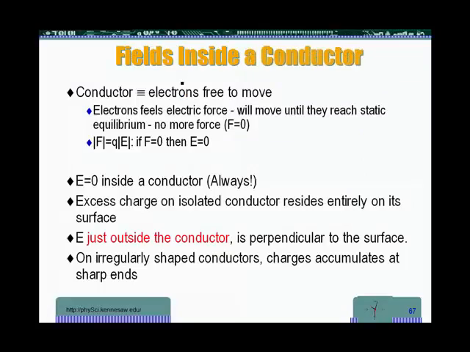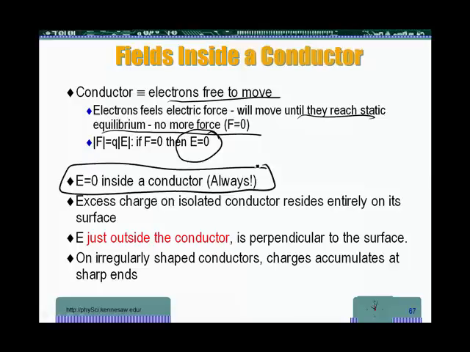Now, in summary, in conductors, electrons are free to move. They are going to feel the electrical force. They will move until they reach static equilibrium where there is no more force. That static equilibrium happens when we obtain an electrical field equal to 0. Which brings us to this. That's very important: the electrical field inside a conductor is always 0 under static conditions.